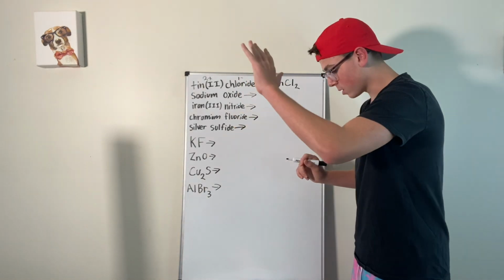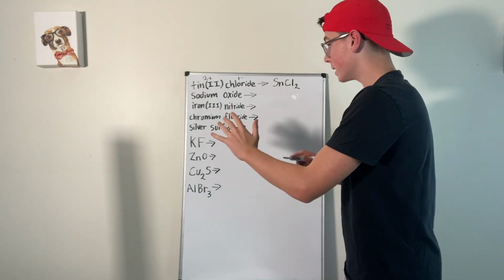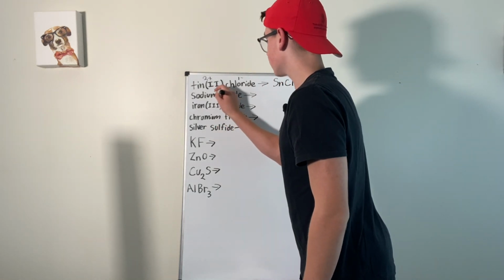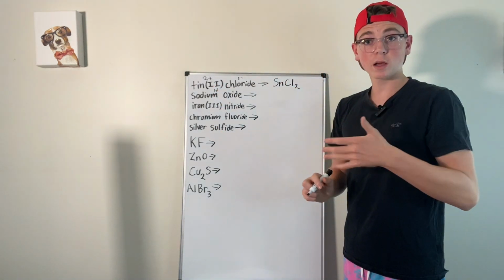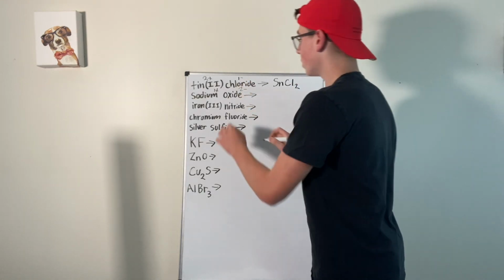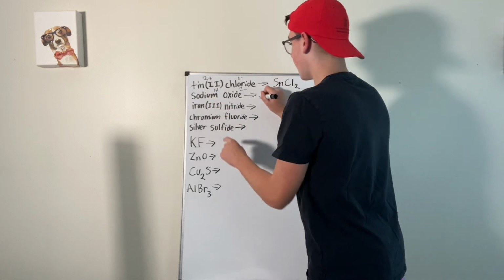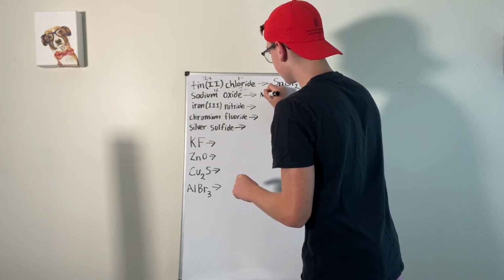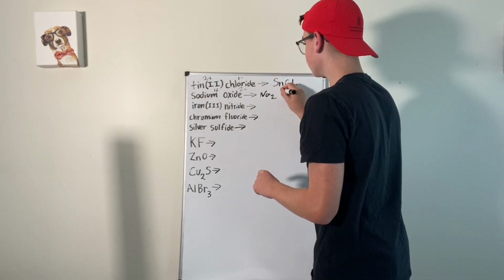Okay, now let's go. Sodium is a 1 plus, is the charge. And oxygen, oxide, is a 2 minus. So if we cross, we'll get Na2O.